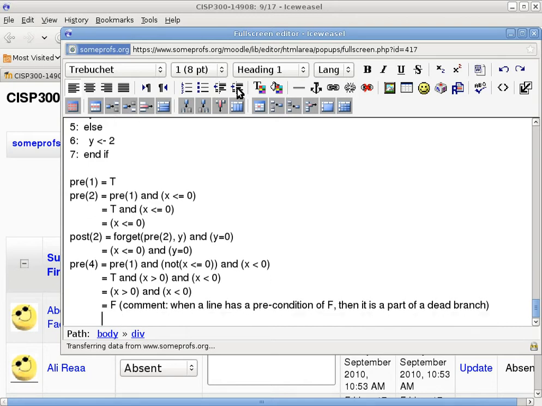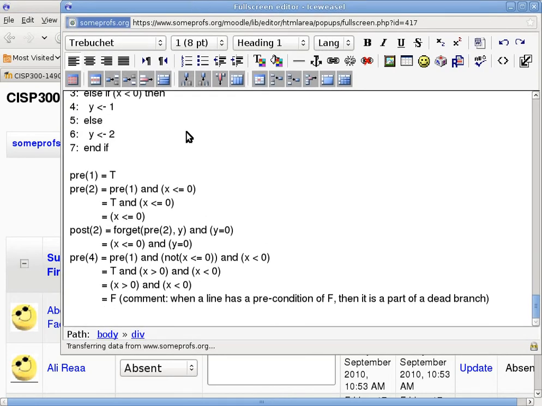Okay. Now, but what about the other one? What about line 6? Just because we have one dead branch doesn't mean that everything following that has to be a dead branch. Well, let's try to figure that out. Okay. So we are now dealing with pre-6. Pre-6 means pre-1 has to be true because at this point I have not had a chance to change anything. And also not x is less than or equal to 0, because if x was less than or equal to 0, I would have executed line 2 already. Does it make sense? And also not x is less than 0, because if that is the case, I would have executed line 4.